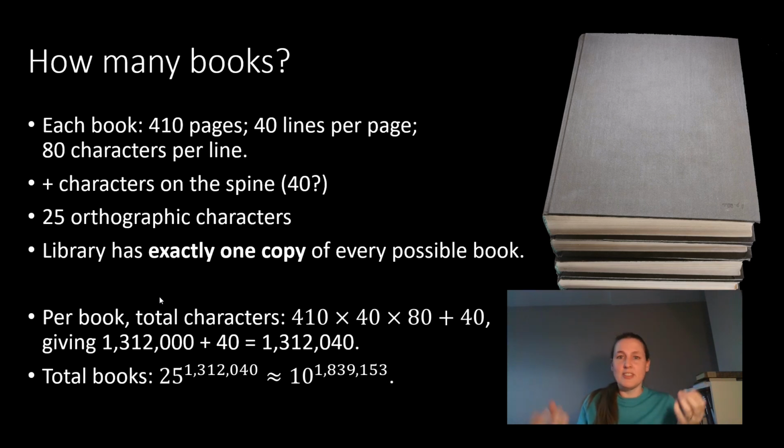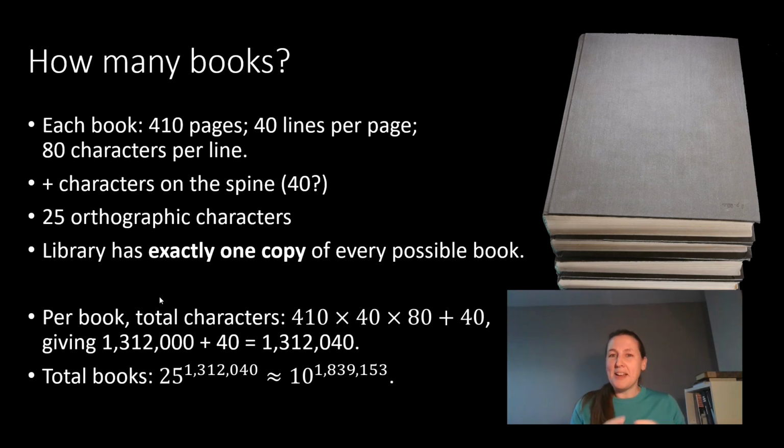Well, is it? Let's see how many books there are. So in a book, we need to know how many characters there are. So on each of the 410 pages, there are 40 lines with 80 characters. So you multiply those together, then you add the 40 for the spine, and the total is 1,312,040.